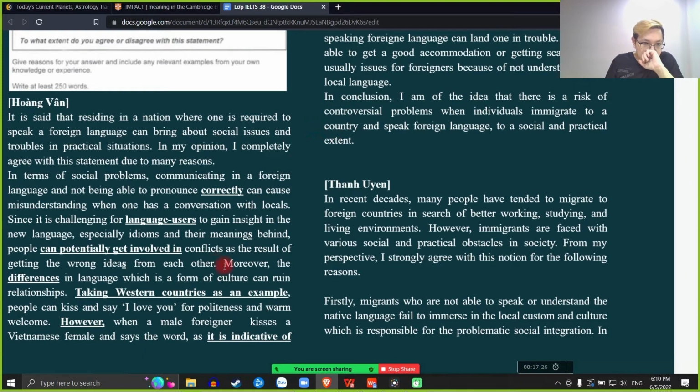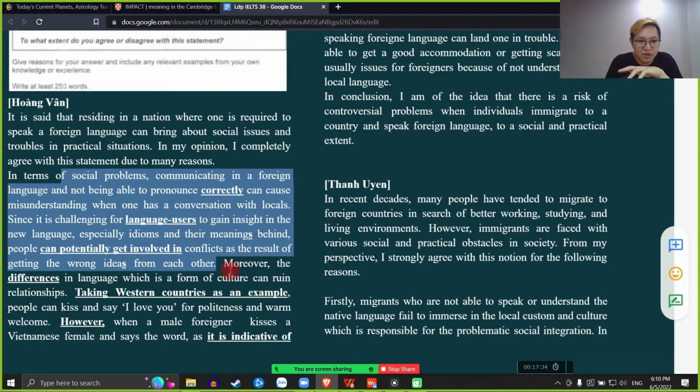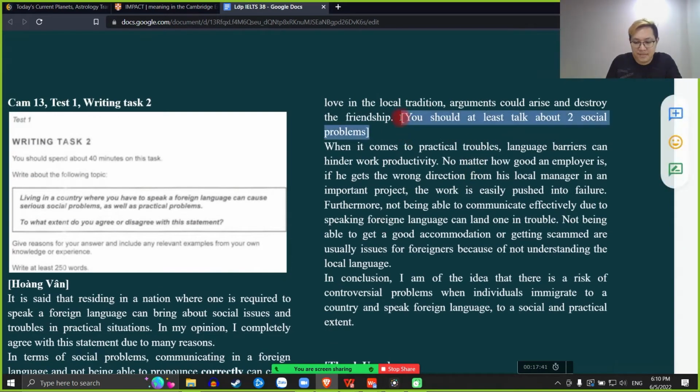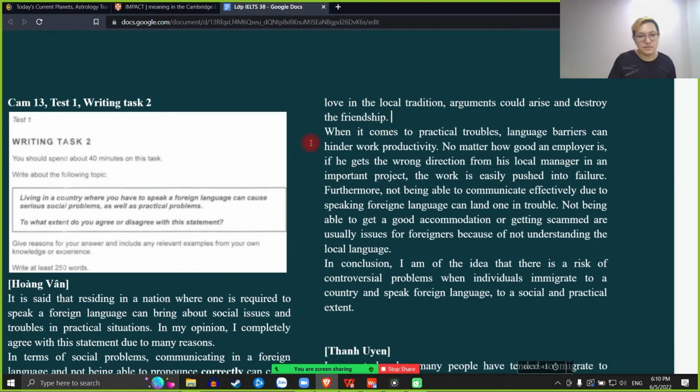Thật ra thì em cũng chẳng biết. I understand now. So first problem is it causes a misunderstanding and conflicts. And the second problem is that it can ruin relationship. Oh, I see now. There's a second. Okay. Okay, I understand now. So two. Okay, good. Rất tốt.